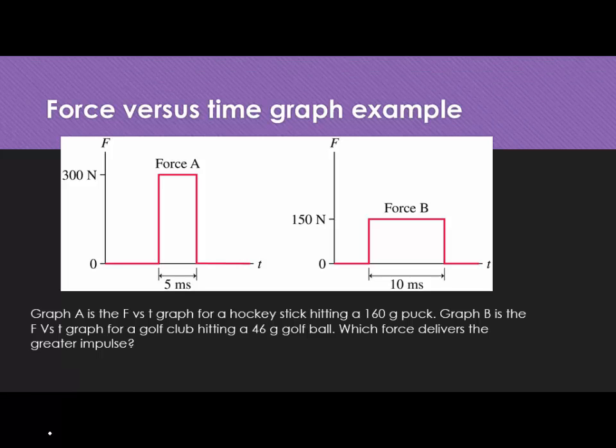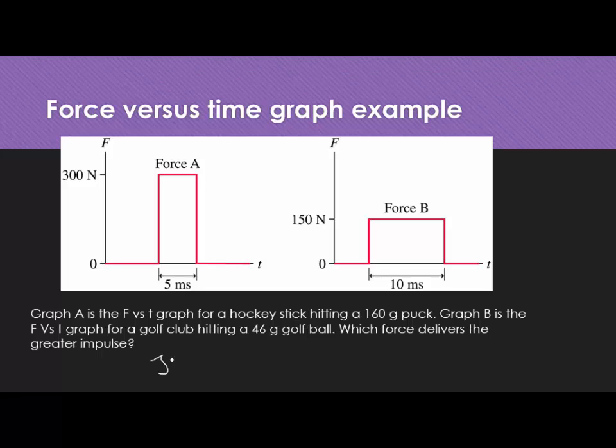Okay, so here's just a quick conceptual idea. We have two force versus time graphs. This one here, 300 for 5 milliseconds. And this one is 150 newtons for 10 milliseconds. So graph A, this one, is the force versus time graph for a hockey stick hitting a 160-gram puck. Graph B is the force versus time graph for a golf club hitting a 46-gram golf ball. Which force delivers the greater impulse?